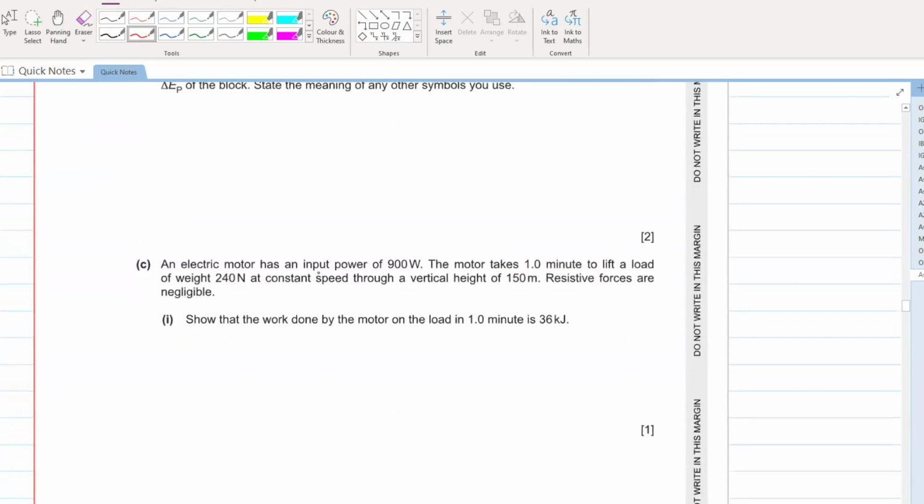An electric motor has an input power of 900 watts. Okay. The motor takes 1 minute to lift a load of weight 240 Newton at constant speed through a vertical height of 115 meters. अच्छा, बहुत सारा इसने इंफॉर्मेशन हमें ओवरलोड कर दिया. ठीक है, आहिस्ता आहिस्ता इसे वापस पढ़ते हैं. You have an input power P_I of 900 watts. Perfect. The motor works for this time भी आपको given है. To lift a load of weight, ये आपके पास weight आ गया. Through a vertical height of, this is your height.